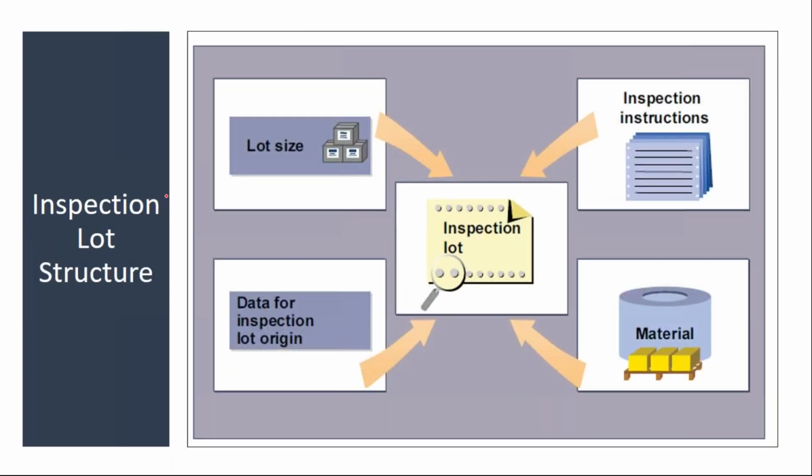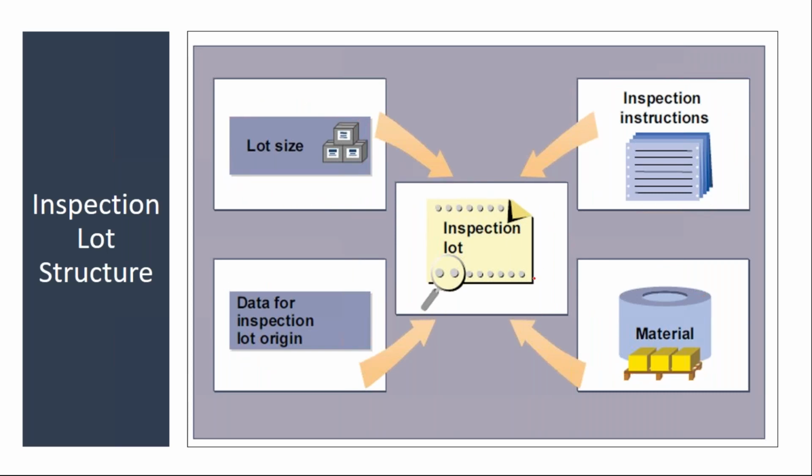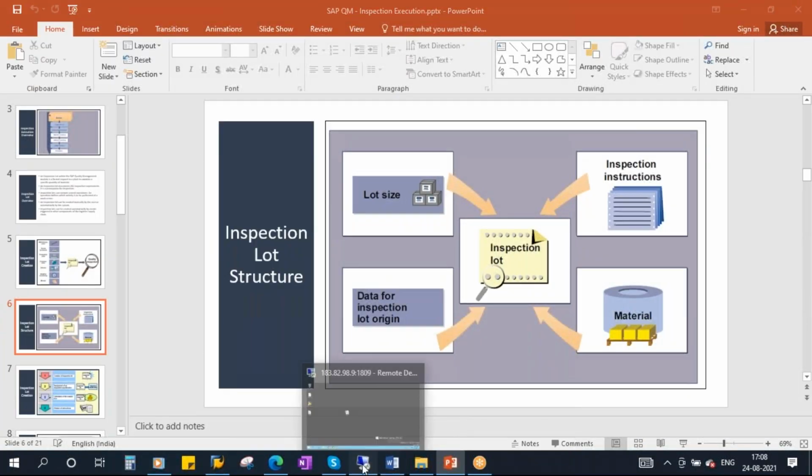Before going into the system, we need to understand the inspection lot structure. What data is available in the inspection lot? The inspection lot will have the material relevant data. Then it will have lot size data, like what the total quantity is and what the sample quantity is. Then data for inspection lot origin, why the inspection lot got generated, and inspection instructions, that is nothing but your inspection plan which we created yesterday. So all this information is available in the lot. I'll show you an inspection lot which is already generated. Let me go to the system.